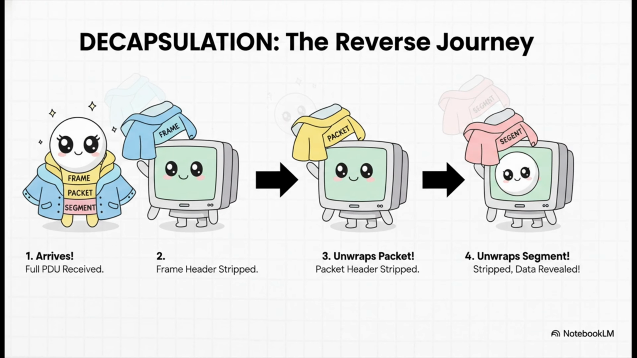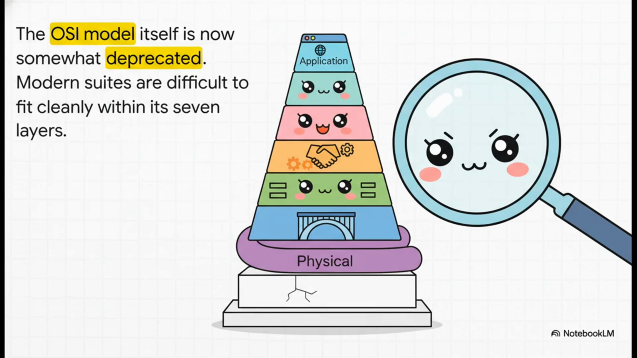So what happens when the data gets to where it's going? Well, the receiving device just does the exact opposite in a process called decapsulation. It's like unpacking the suitcase. It strips off each header one layer at a time, reading the instructions as it goes up the stack until all that's left is the original, pure data from your application. Pretty neat, huh? Okay, so we have this perfect, elegant, 7-layer model. It explains everything. It's the foundation of modern networking, taught in every single computer science class. It's beautiful. But here comes the plot twist.